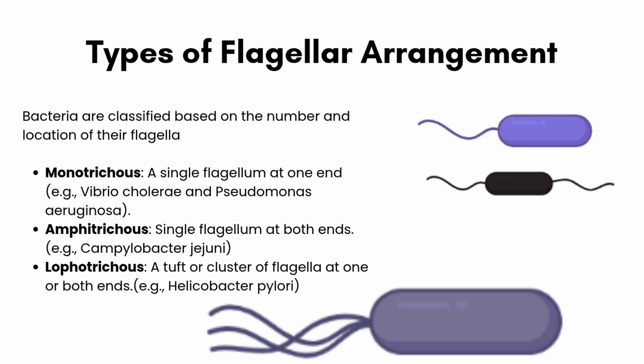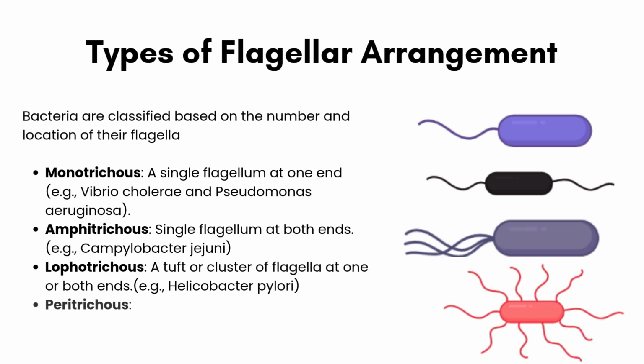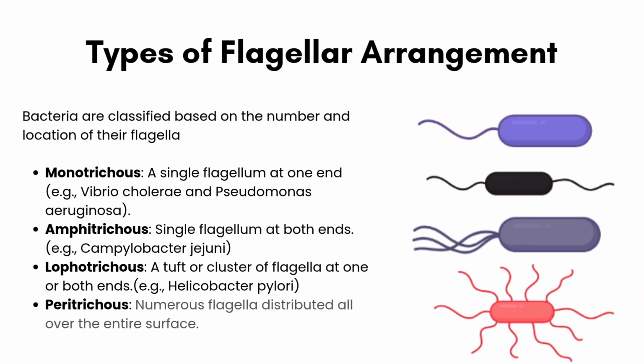For example, Helicobacter pylori. Peritrichous bacteria: numerous flagella distributed all over the entire surface of the bacteria. For example, Escherichia coli.